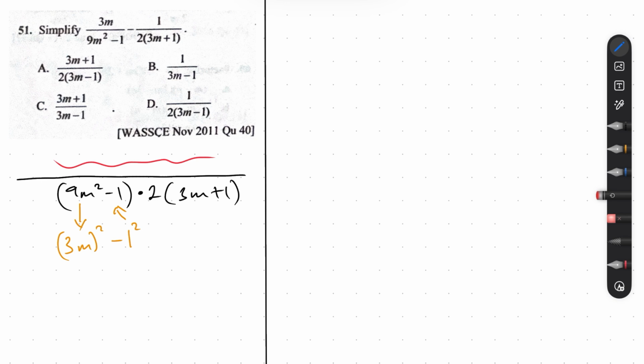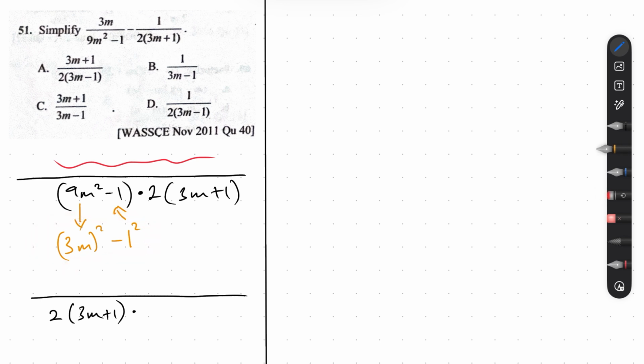Let's write that first at the bottom. We have 2 multiplying 3m plus 1. That is this. Okay? Now, times the other part, which is this one right here. And we know we said this is a difference of two squares. So we know how to handle this difference of two squares.